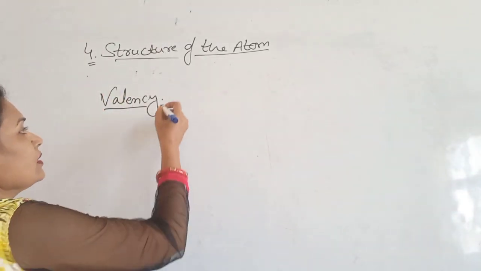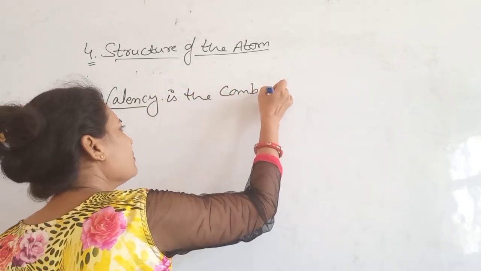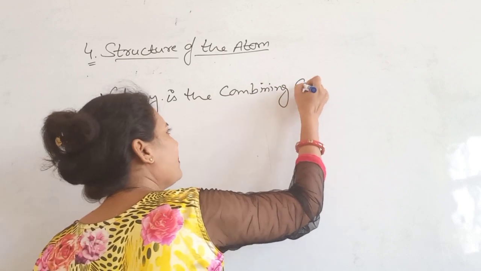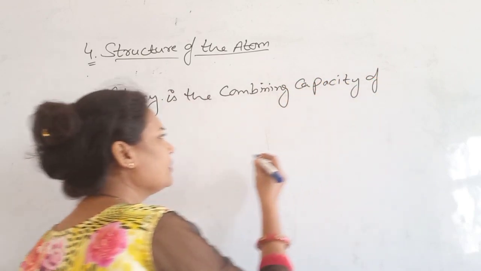So you can write that valency is the combining capacity of the element.